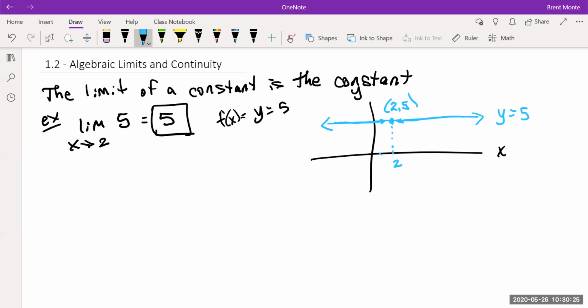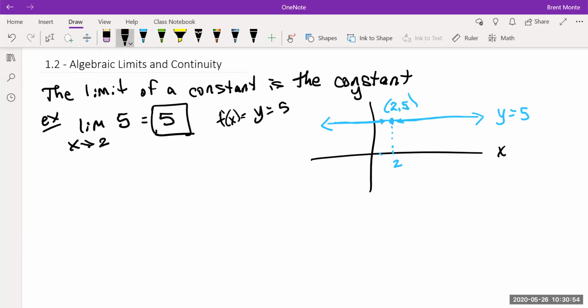It was just if the function value is always 5, no matter what x is getting close to, the function value is still 5. So that's all that is. And it's an easy concept to understand. But if you just look at this, you may say, I don't know. But if you understand what it's asking, then it's a pretty straightforward problem. All right, so we've got that idea of the limit of a constant.